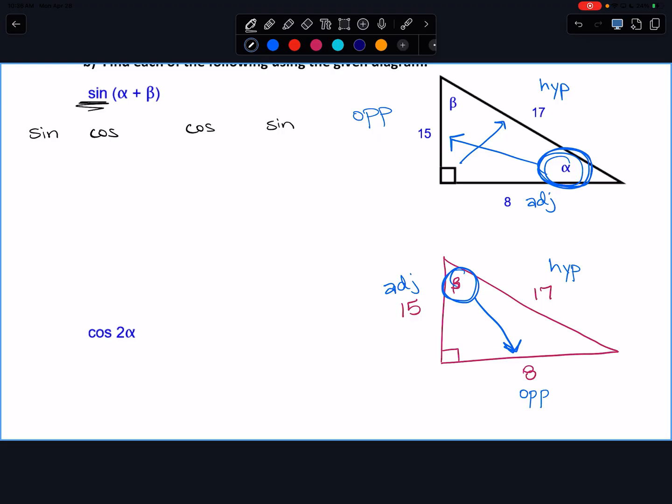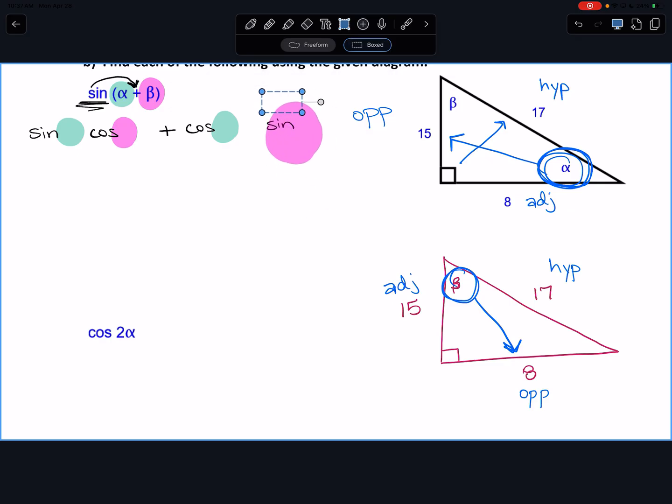Okay? And remember, when it's sine, you keep the same. So I'm going to put a plus. Whatever's written first, I'm going to write first. So what am I going to put right there? Alpha. Whatever's second, I'm going to put right here.